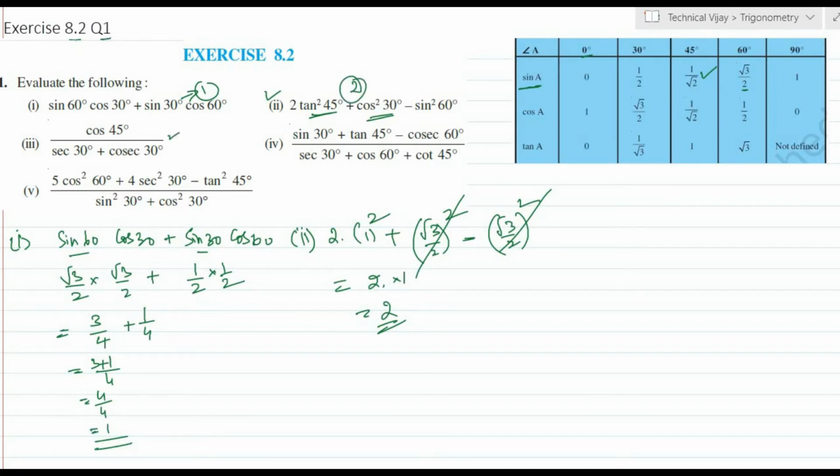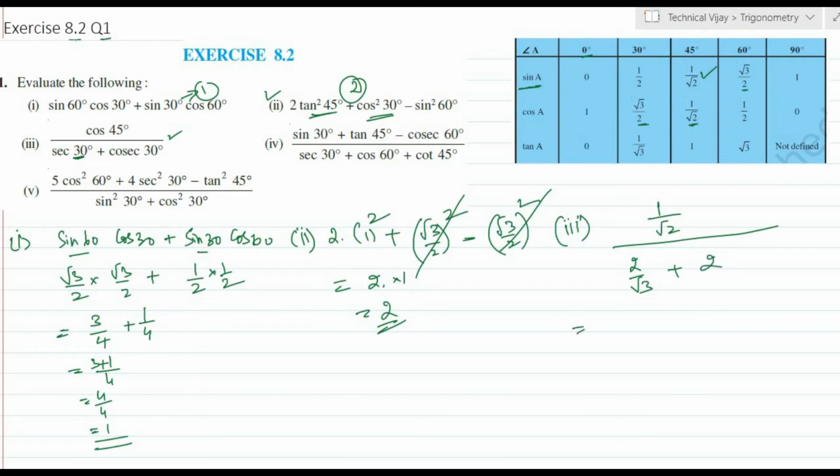So this is the third one. Cos 45 here is 1 by root 2, whole divided by secant 30. Secant 30 is not given here, so cos 30, you see, is root 3 by 2. It's the reciprocal of that one, that is 2 divided by root 3. Plus cosecant 30, it is not there, so sin 30 you take 1 by 2, that is 2 by 1.